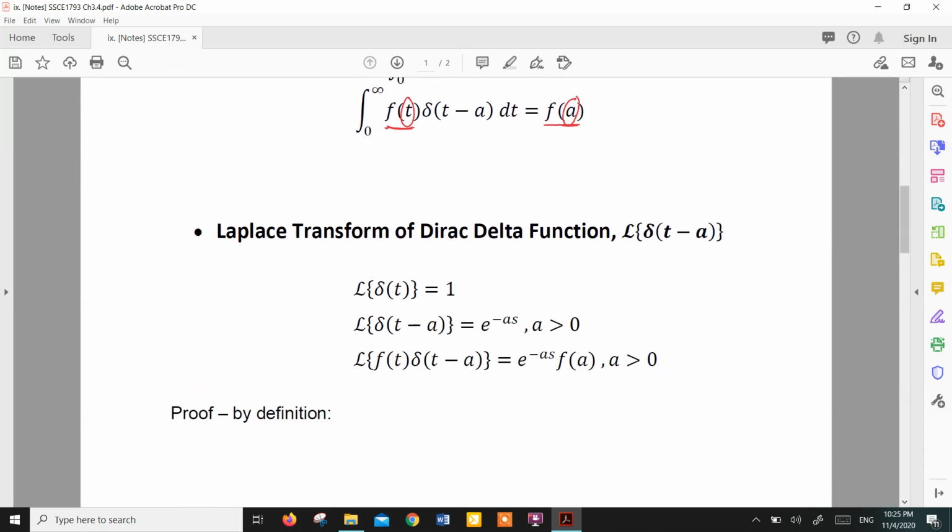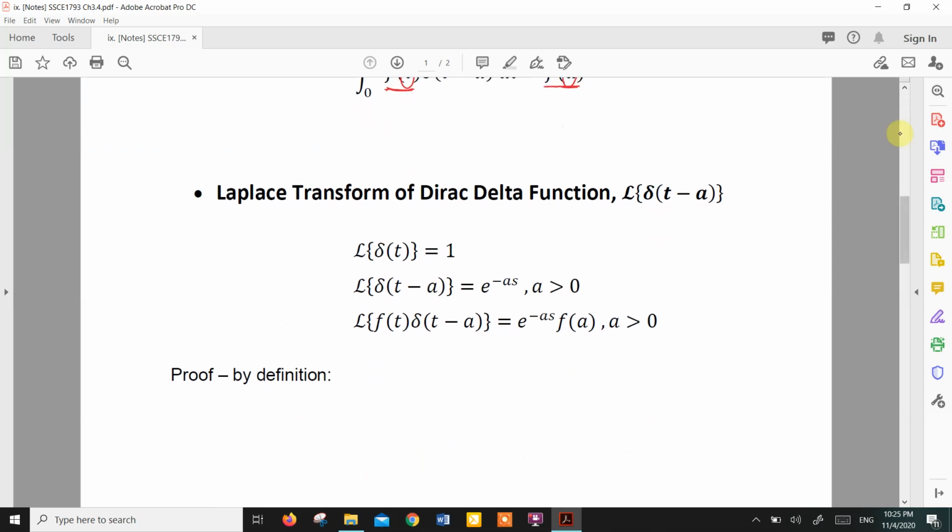Now let's go to the Laplace transform of the Dirac delta function, the Laplace transform of delta(t minus a). So the Laplace transform of delta(t) is equal to 1. The Laplace transform of delta(t minus a) is equal to e to the negative as, and the Laplace transform of f(t) delta(t minus a) is given by this function.